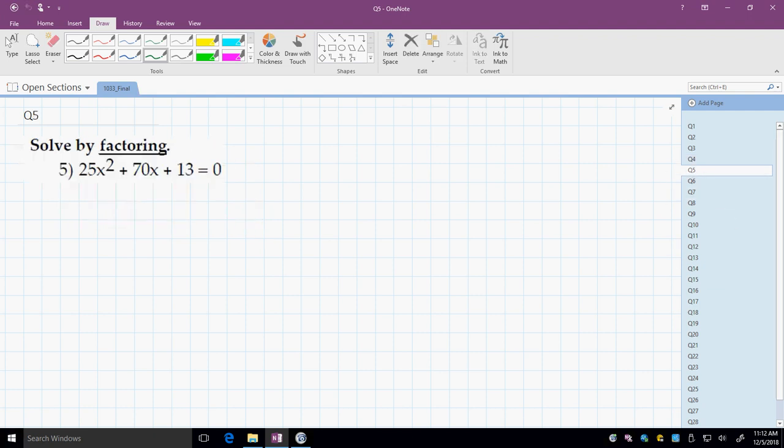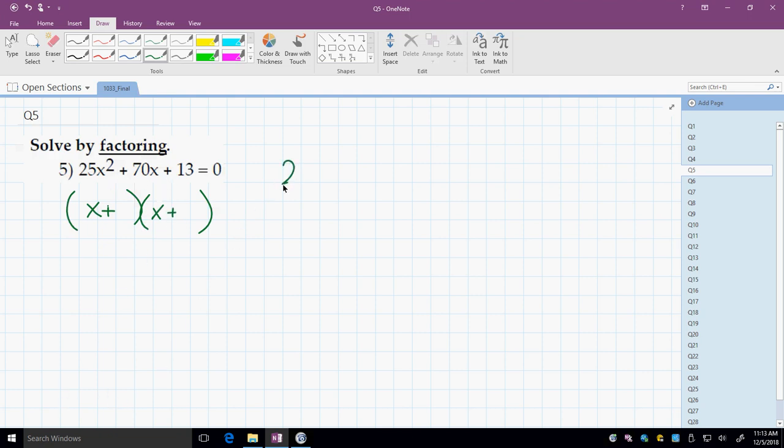Question number 5. Which method do we use? We're going to do the same thing. Open a set of parentheses. Factors of x squared is going to be x and x. Bring down the positive sign, the first one. To figure out the second one, we're going to multiply positive and a positive, give me positive.